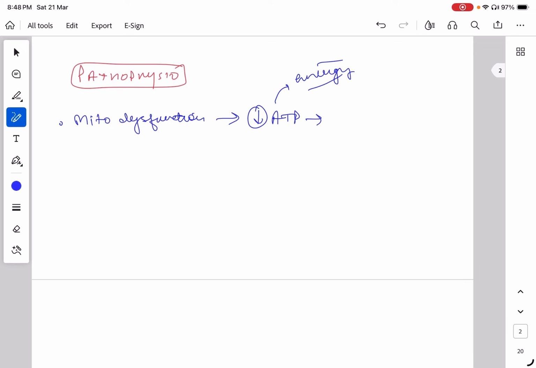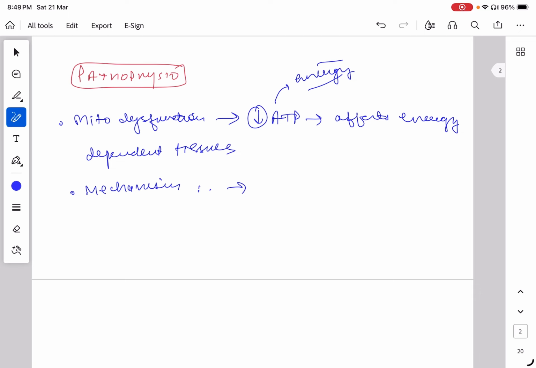So if the ATP gets decreased, then it affects what? It will affect the energy dependent tissues. So what is the mechanism for this mitochondrial dysfunction? Why does ATP decrease? First is defective ETC. ETC means electron transport chain. And then what is happening because of this defective electron transport chain?